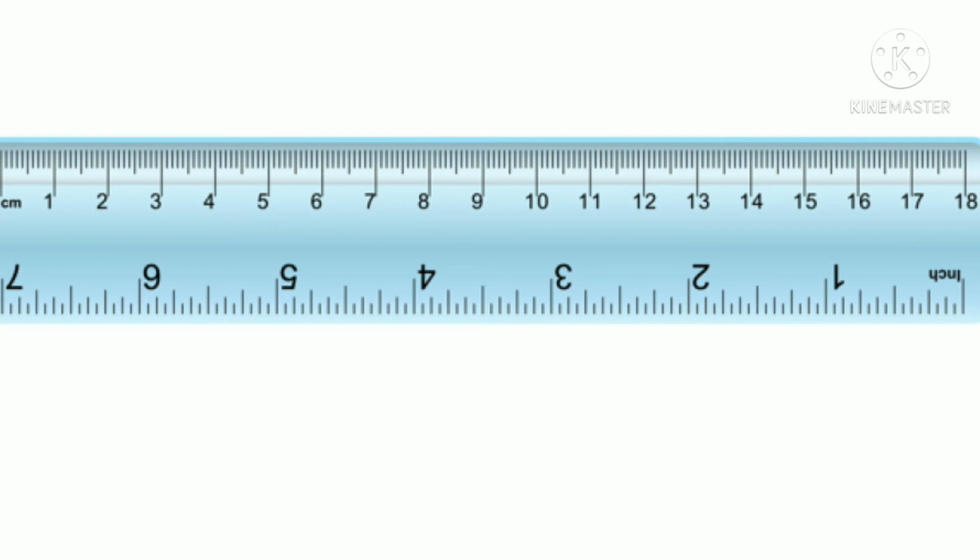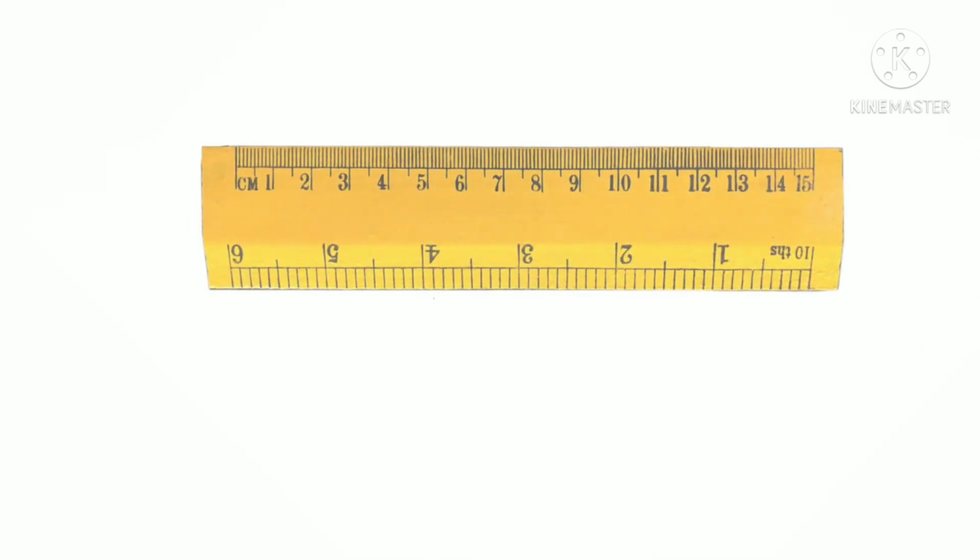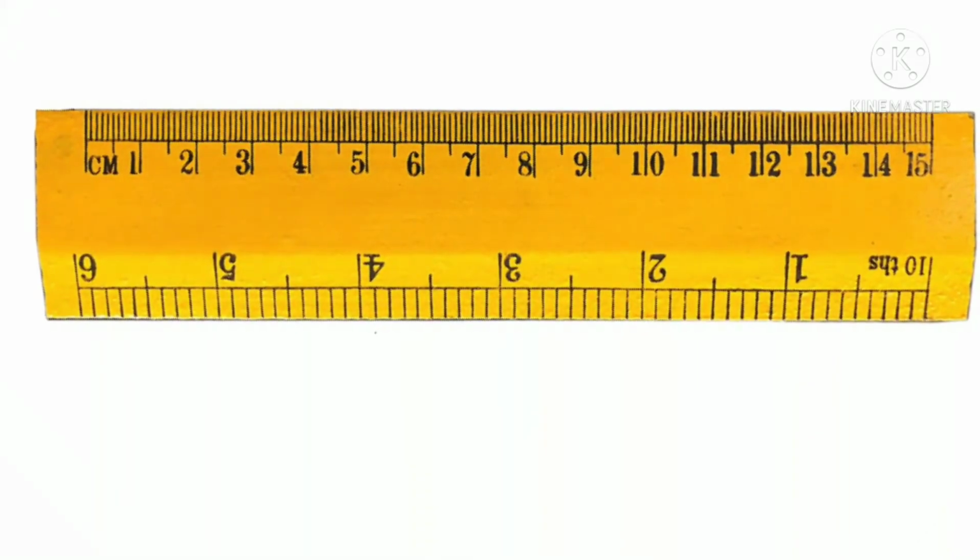Smaller lengths are measured in centimeters. We can use a scale or tape to measure smaller lengths. Here Tyler measures with a tape. Then you can measure a book's length by using the small scale. This scale is 15 centimeters long. You must have seen this in your geometry box.